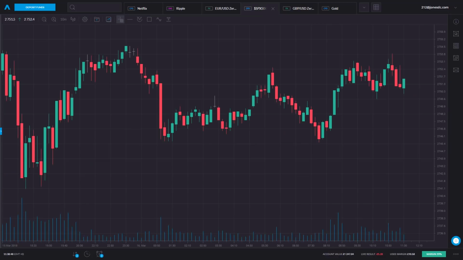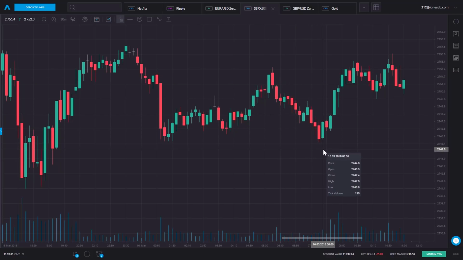Here's a much shorter term example. This is the S&P 500, so the broader US stock market index. It's a 10-minute chart, and here we go. We can see the move here. So the market sells off from about 27.52, trades down towards 27.45.